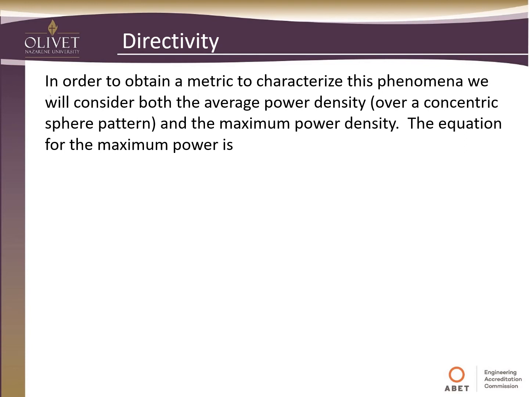So we want to obtain now a metric to characterize this phenomenon, because this has by directivity, what we're saying is what's the ability of the antenna to focus the pattern or focus the signal. We may not want to radiate it all over the place. We may want to just radiate it to another antenna across some length of distance. So we want it to shoot as much of the signal in a certain direction as possible. We want to direct it. And so we can calculate this using both the average power density and the maximum power density.